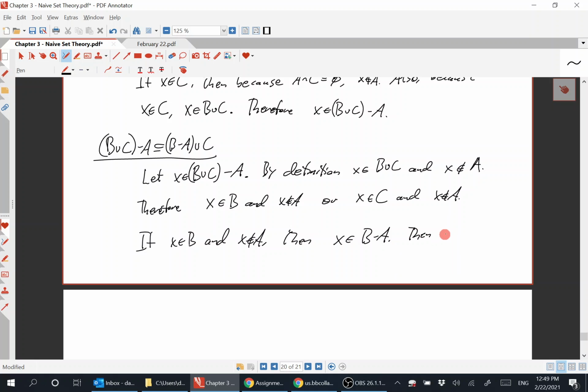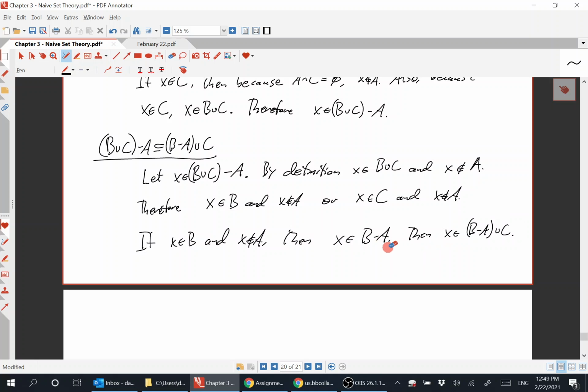Then X is an element, well, again, with this union business, if you're in one set, then you're in the union of that set with anything else. Then X is an element of B minus A union C. If you're in one set, then you're in that set union whatever other set you'd like, because it's an OR statement. This means X is in B minus A, or X is in some other bizarre location. But the bizarre location is irrelevant because we already know that X is in B minus A.